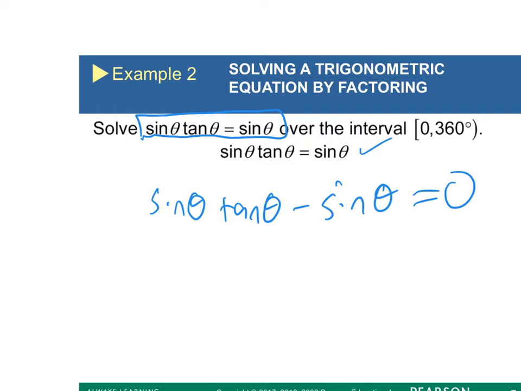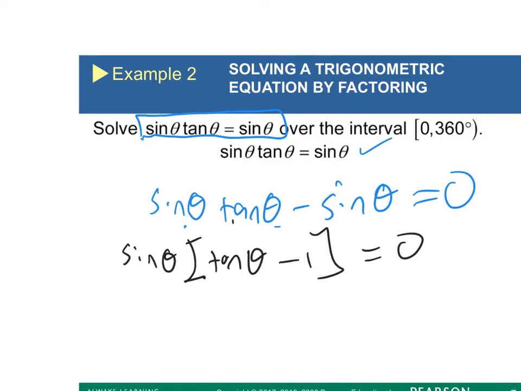I'm going to show you, I think he even brings it out, a common mistake that gets done. But let's check this out first. Now that you've brought everything on one side, the F word has to be in your vocabulary. As always, factoring, factoring, and factoring. What can I factor out? I could factor out a sine. That leaves the tangent minus 1 equals 0.